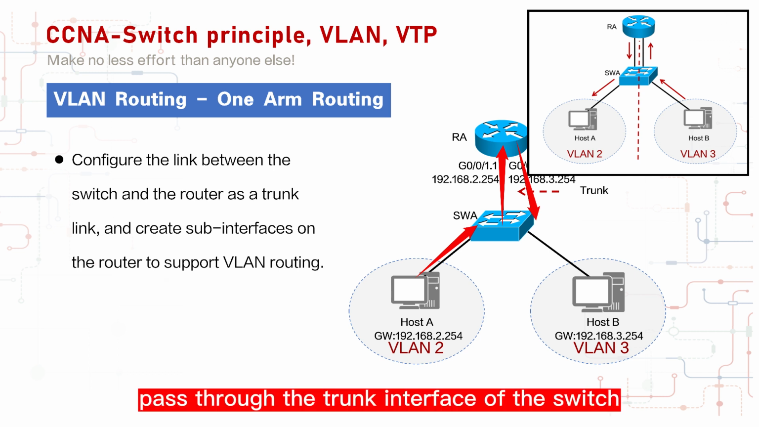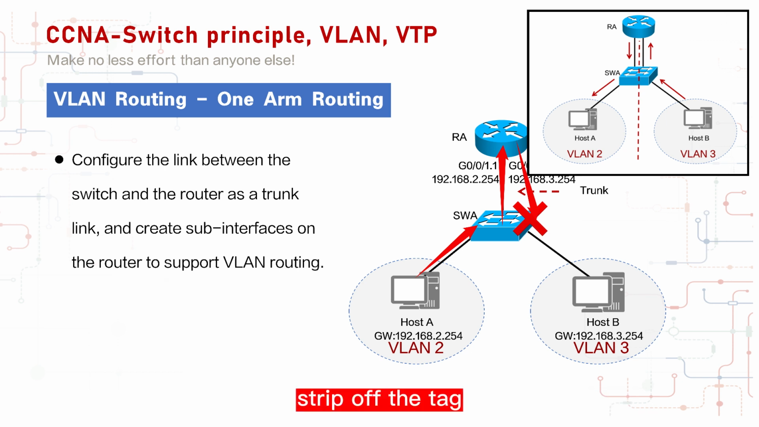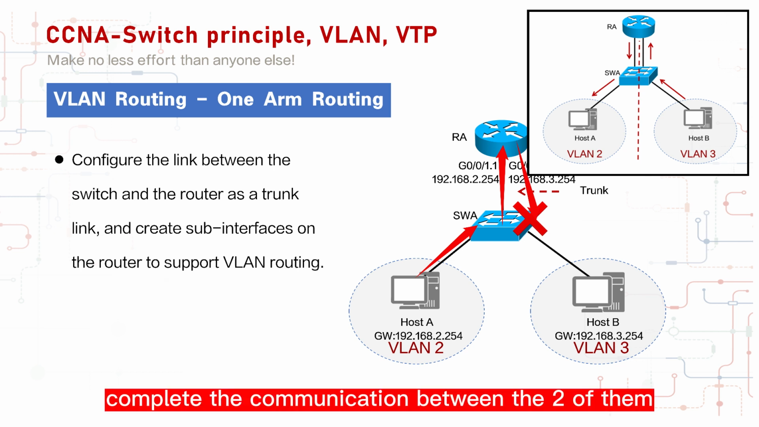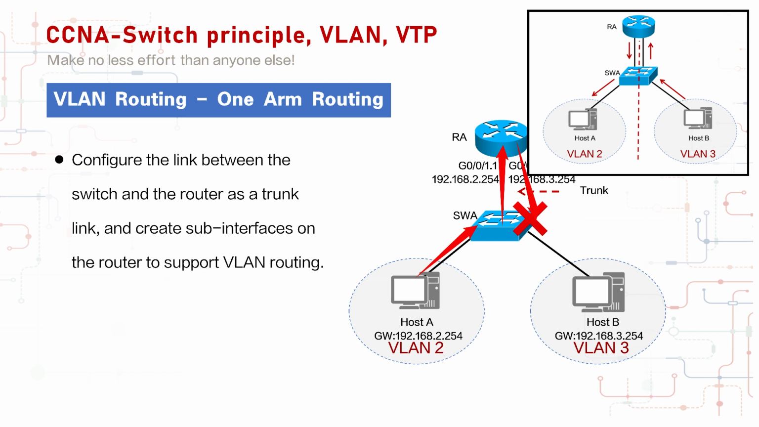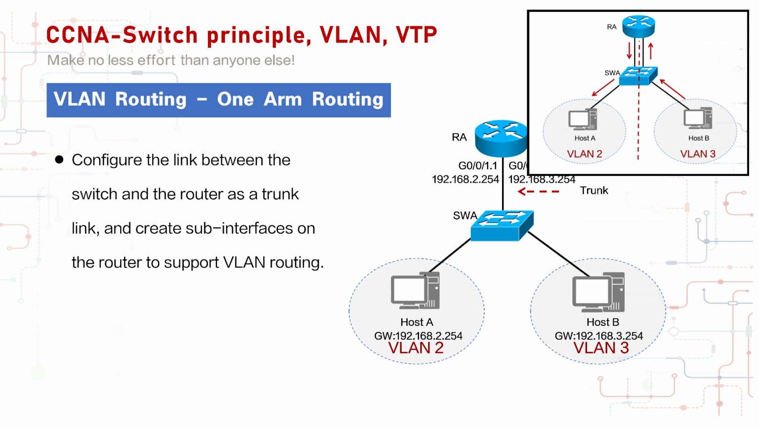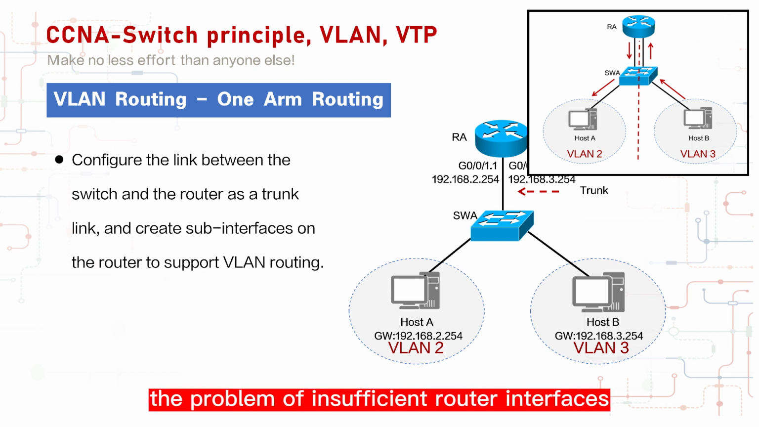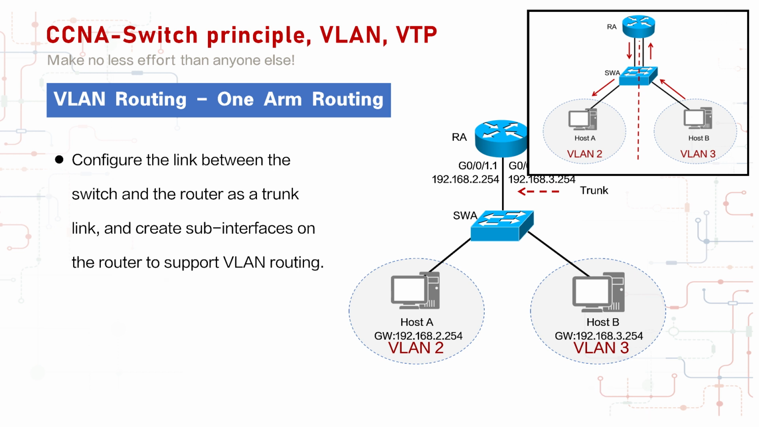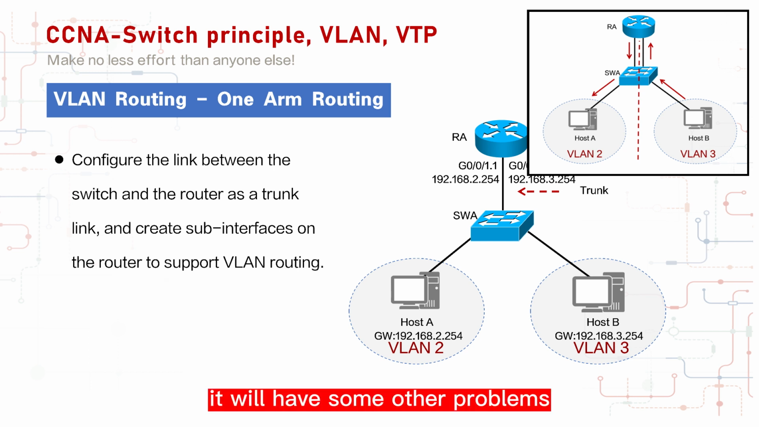Pass through the trunk interface of the switch. Then when passing through this access interface, strip off the tag. Then forward to host B. Complete the communication between the two of them. It is equivalent to extending this interface. In this way, the problem of insufficient router interfaces can be alleviated. But in this case, it will have some other problems.